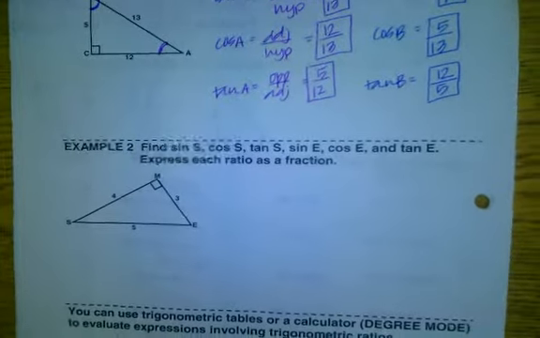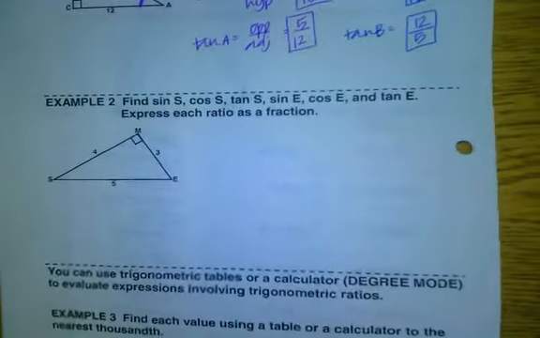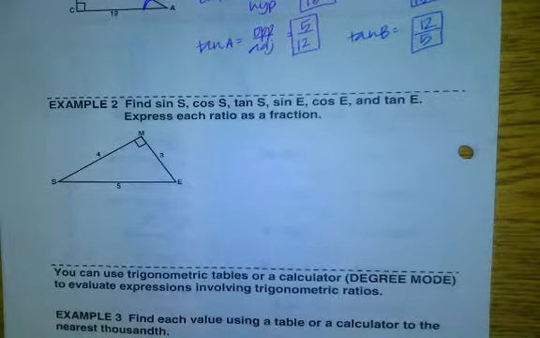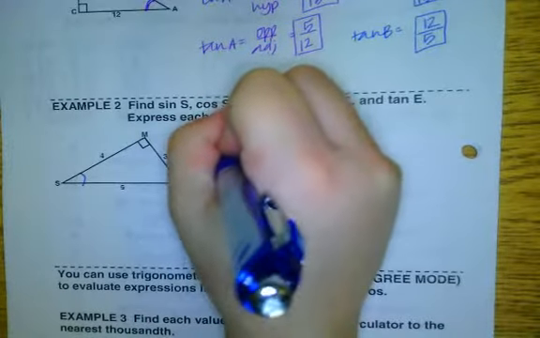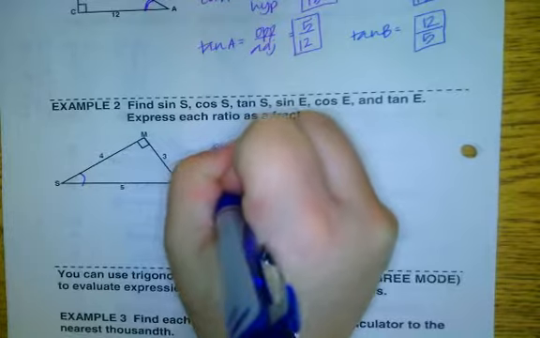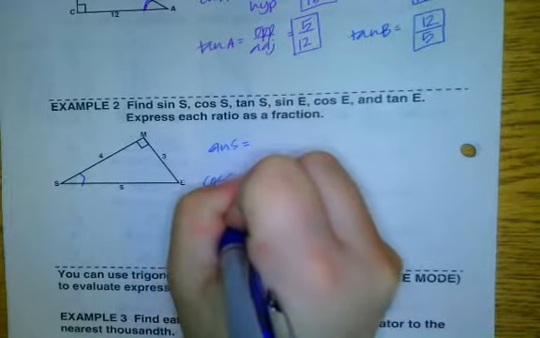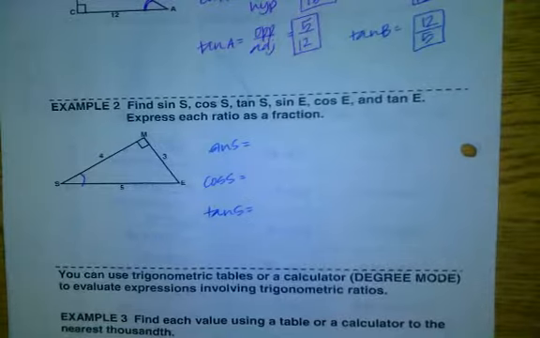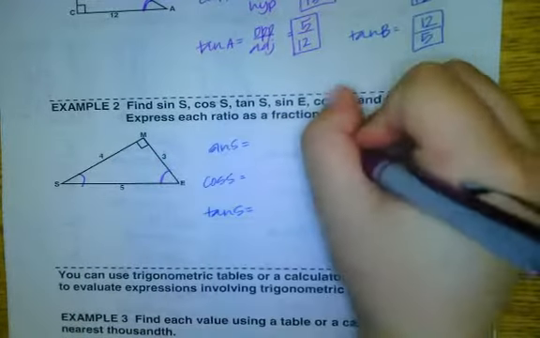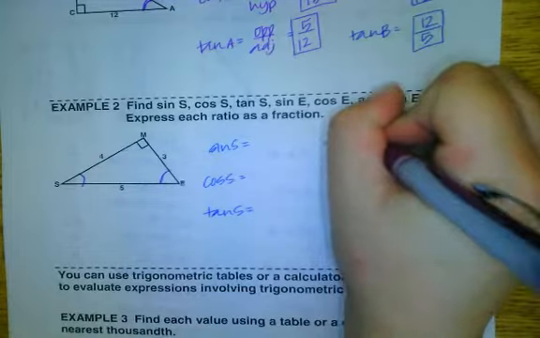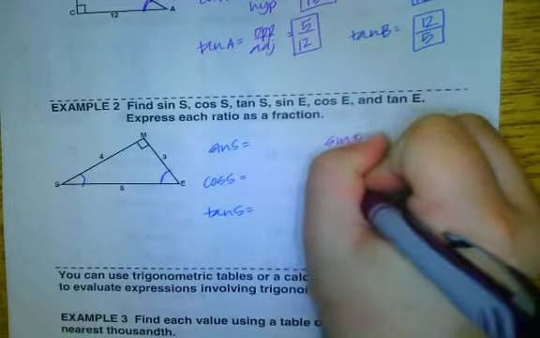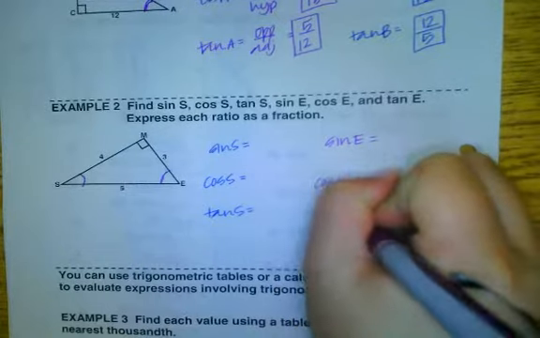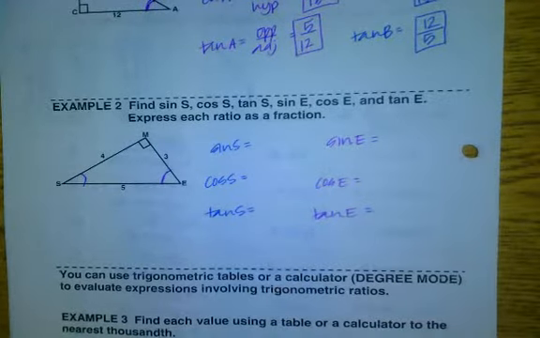Alright, go on to do number 2 on your own. Same thing. You're finding the sine, cosine, tangent of S, sine, cosine, tangent of E, and leave it as a fraction. I'll call on a random 6 people.